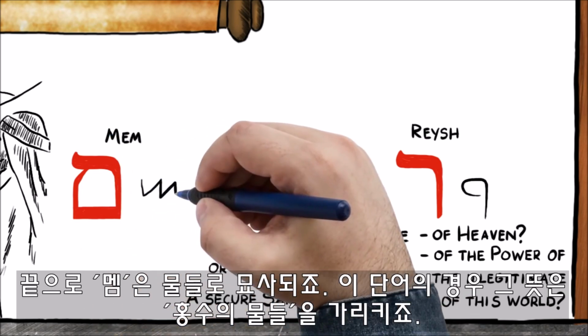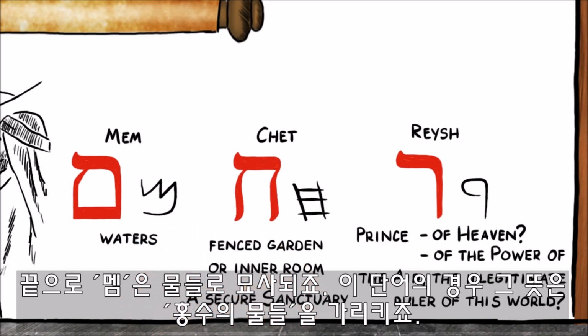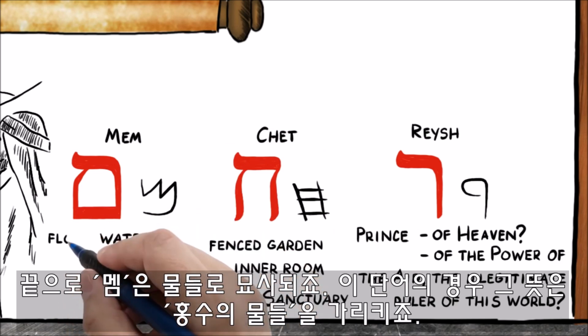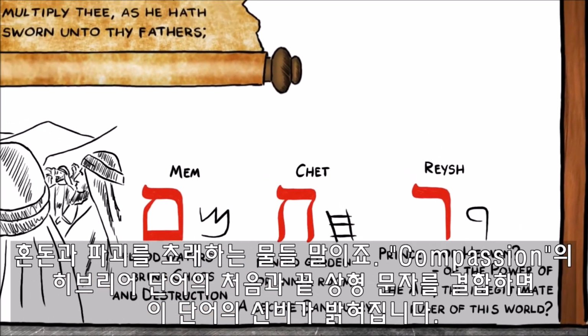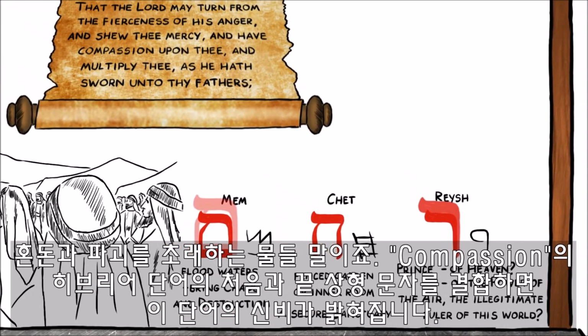Finally, mem is pictured as waters. In this case, it is the picture of flood waters, waters that bring chaos and destruction. There is no mystery as to the meaning of the word composed by combining the first and last picture letters in the Hebrew word for compassion.